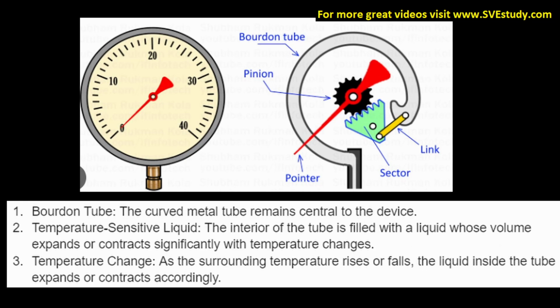1. The Bourdon tube. The curved metal tube remains central to the device. 2. Temperature-sensitive thermometric liquid. The interior of the tube is filled with a liquid whose volume expands or contracts significantly with temperature changes. 3. Temperature change. As the surrounding temperature rises or falls, the liquid inside the tube expands or contracts accordingly.